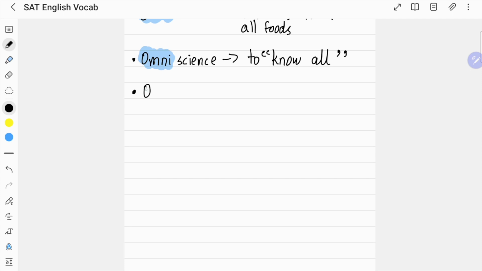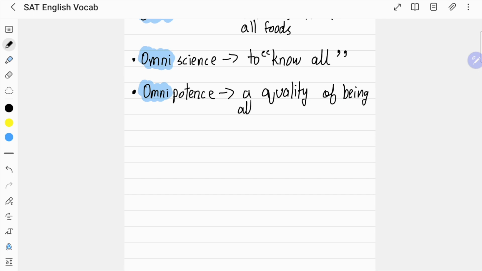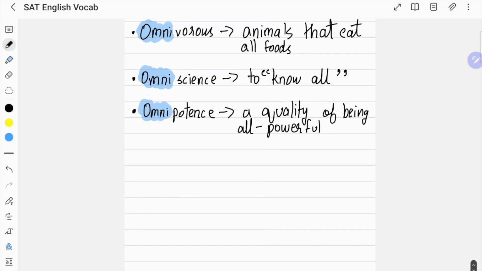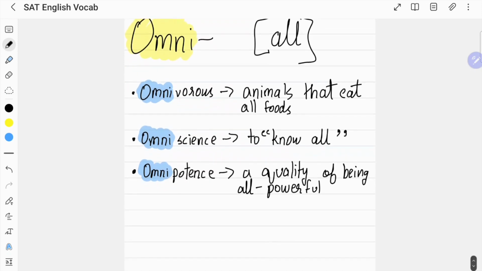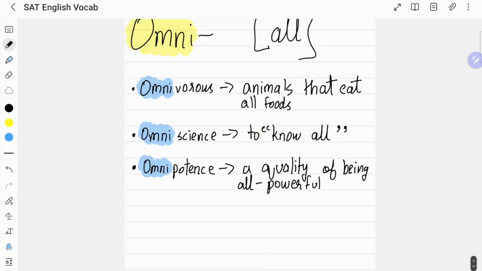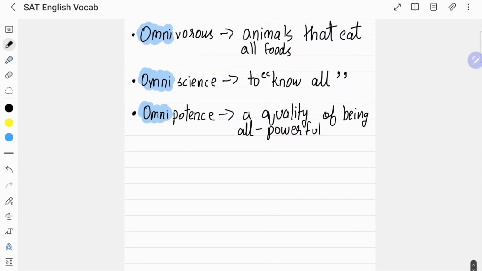Another word we can use is omnipotence. And omnipotence means quality of being all powerful. So normally when you have the word omni in a paragraph, of course it's not easy to understand omnipotence as all powerful. So normally when the word omni is there, it normally shows dominance of something or someone. So you can use that keeping in mind for your SAT English questions.